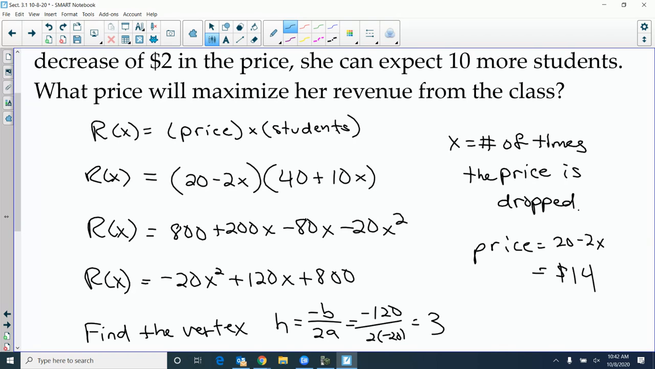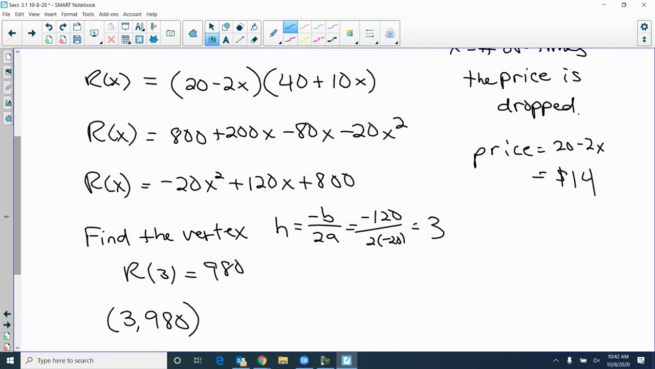All right, graph this on your calculator. Graph that on your calculator. Negative 20x squared plus 120x plus 800. Do not hit Zoom Fit. Figure out what the function will look like. See if you can get it on your screen.